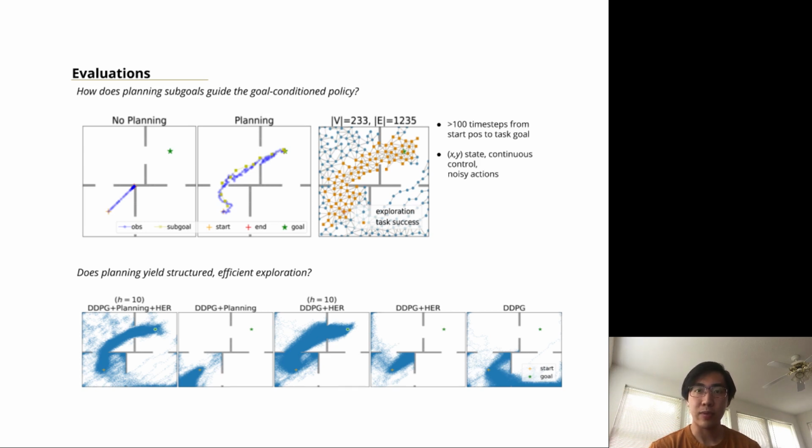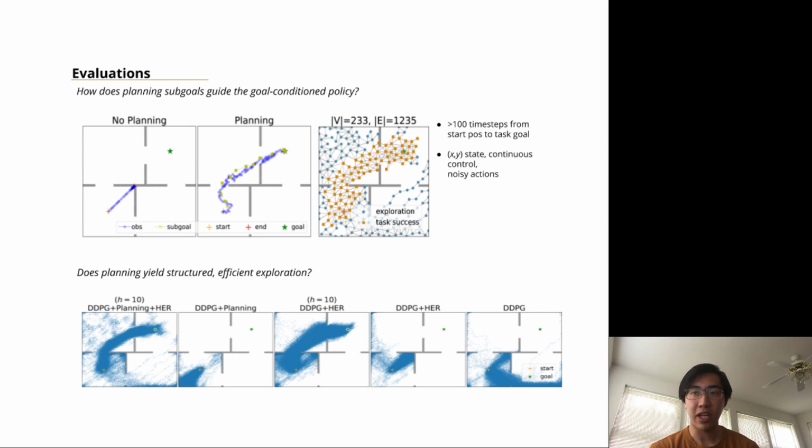So how does planning subgoals guide the goal condition policy? Here we visualize trajectories taken by our method with and without planning subgoals. Only by planning subgoals is the agent able to reach the final task goal. On the right, we also show the corresponding graph used for planning. The cyan nodes are the exploration nodes, and the orange nodes are the subgoals used in successful trajectories.